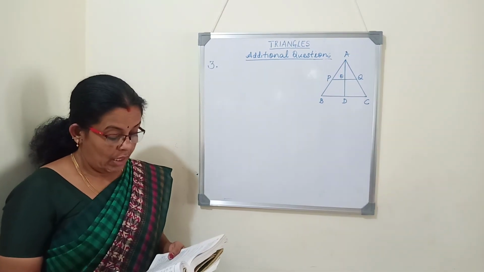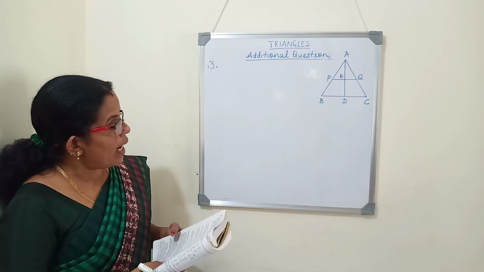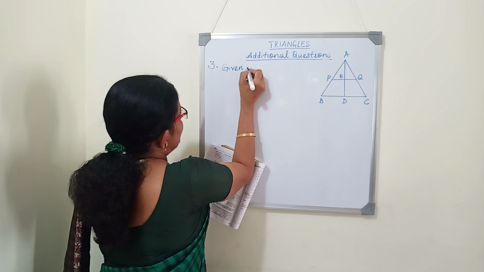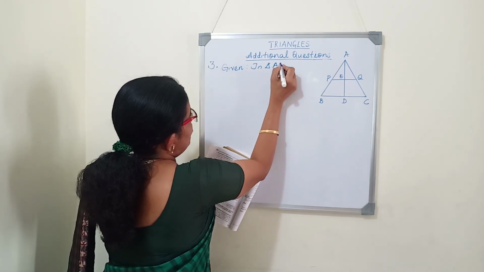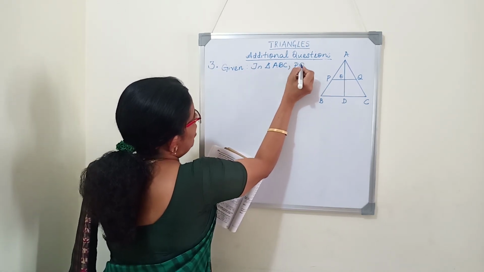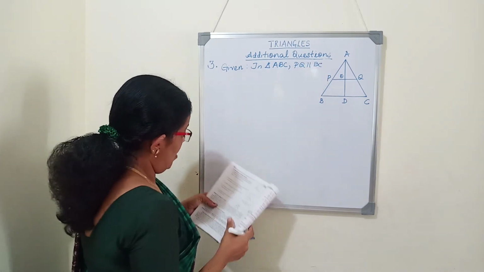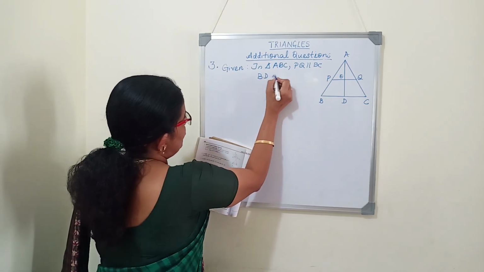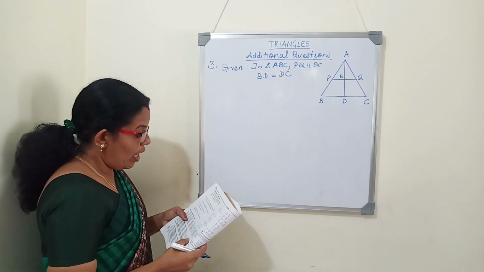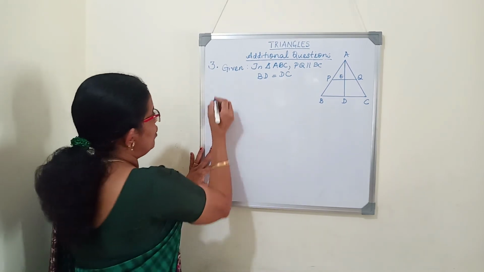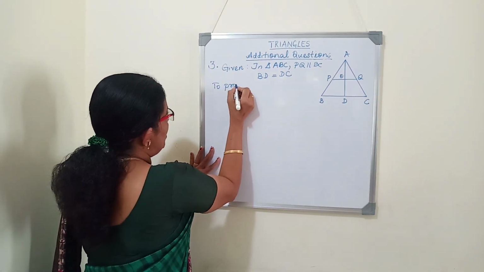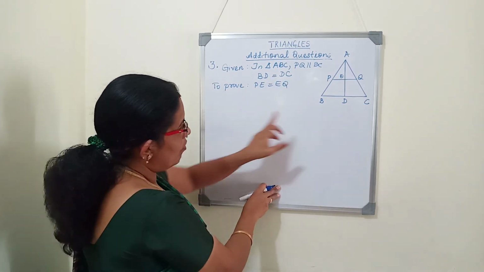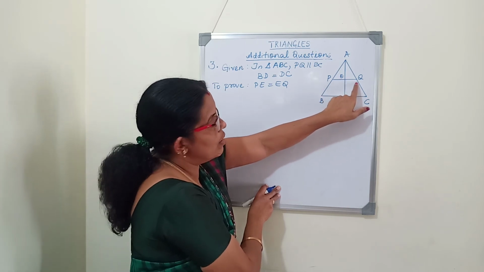Next question. In triangle ABC, PQ parallel to BC. BD is equal to DC. We have to prove that PE equals EQ. So here we want to prove that PE is equal to EQ.